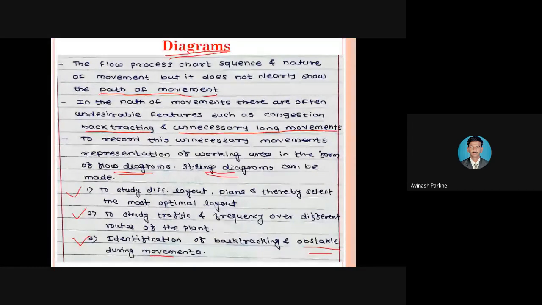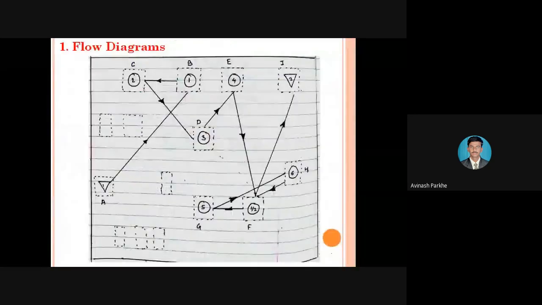Okay, so this is about the basic concepts of the diagrams, and then we will discuss the first type of diagram, which is called a flow diagram. From this figure you can easily understand the flow diagram. Flow diagram, as the name itself suggests, means whatever number of operations we are performing on a particular material, and along with that operation, what the movement of that material will be. Those movements can be represented by using this flow diagram.